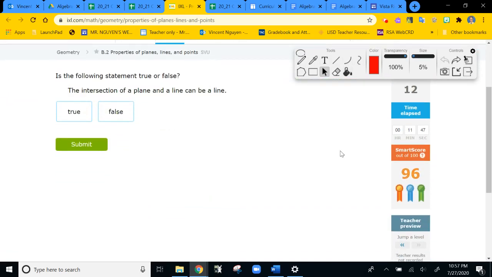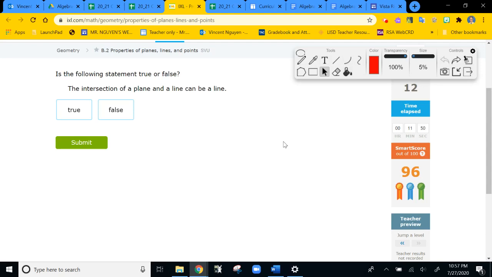All right, 96. We're almost there, guys. The intersection of a plane and a line can be a line. That is actually correct, because a plane extends indefinitely. A line also extends indefinitely. So when they intersect somewhere, they could intersect on that line. So this is a true statement. I'm going to say true.